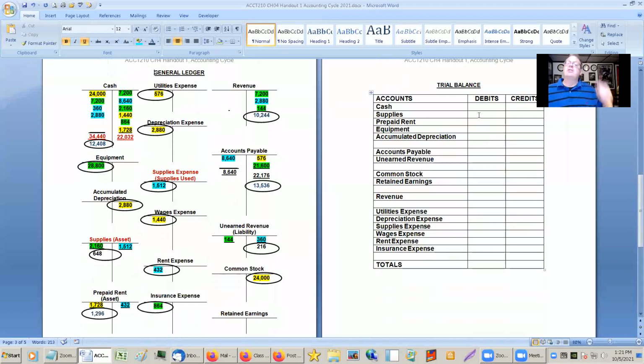So for each one of these accounts, cash, if it's on the left-hand side, it's a debit, so this would be 12,408. This is just from the cash account. Supplies. It is an asset, so I'm going to take it out of the account. Supplies are 648. Prepaid rent is 1,296. Equipment is 28,800.